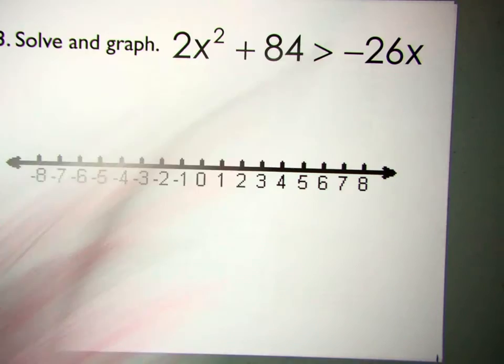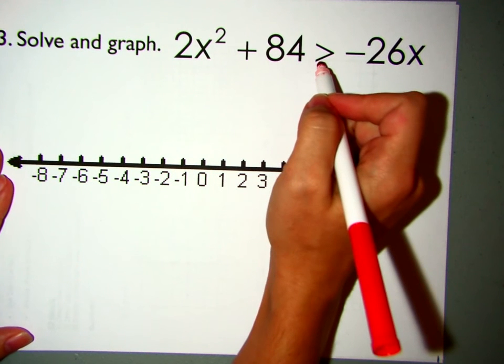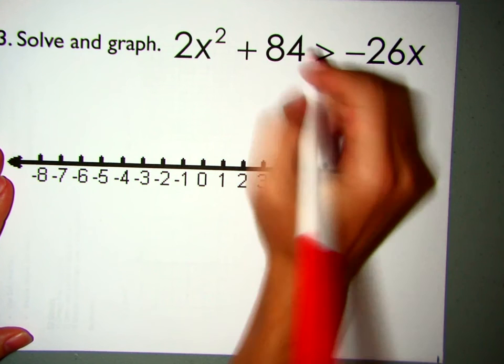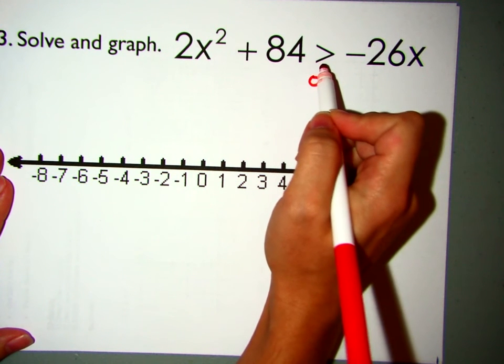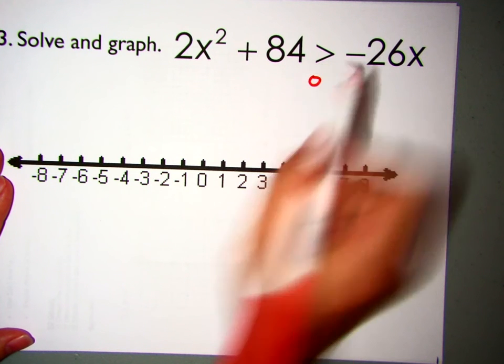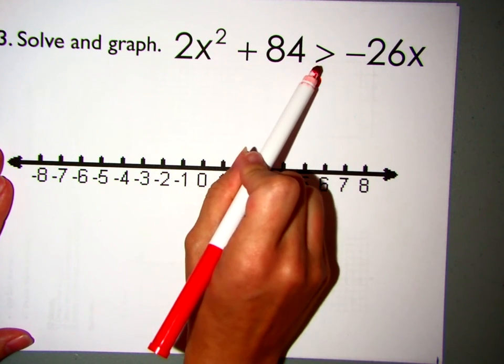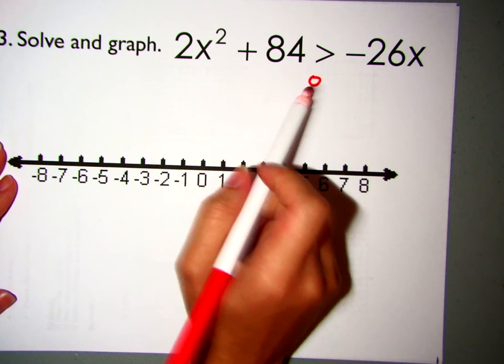Compare that to a question like this, and I'm not going to work this one out, but I want to at least show you. When you get your solutions, make sure that they're open dots because this has a greater than symbol. You close the dots or fill them in when it's an equals, but when the equals is missing and you just have a greater than or less than, you use an open dot. And again, you're going to look for which section is true to shade.